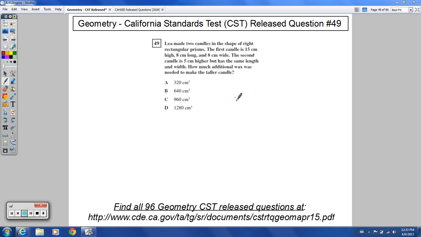It's 15 centimeters high, they're rectangular prisms. Essentially that means they're boxes in more layman's terms, I suppose you could say. So here's a rectangular prism. This is a candle, so here's your little candle wick. This is 15 centimeters high, 8 centimeters long, 8 centimeters wide. Okay, so there's one candle, or first candle.